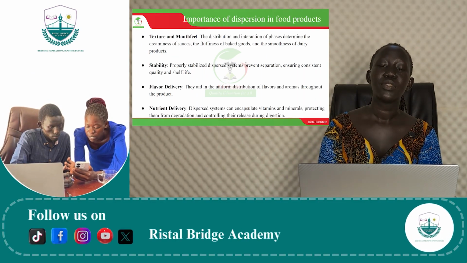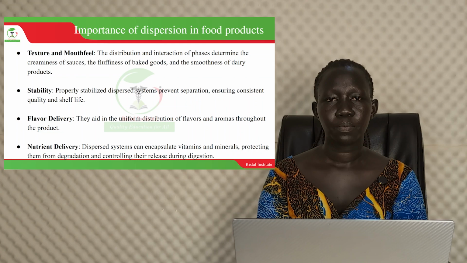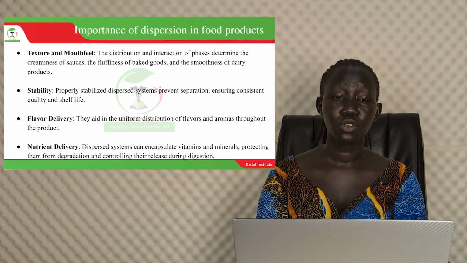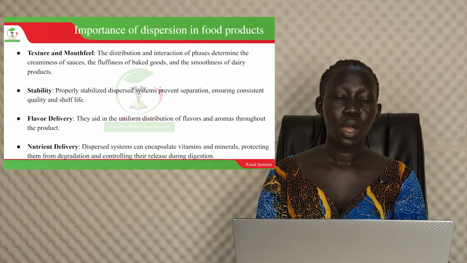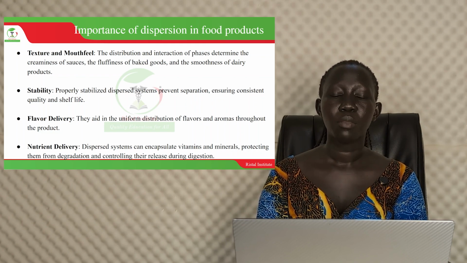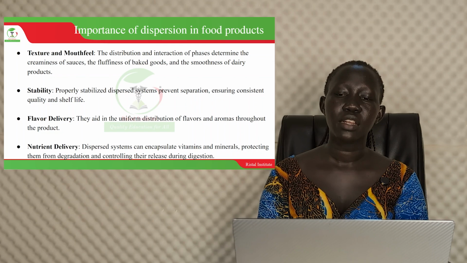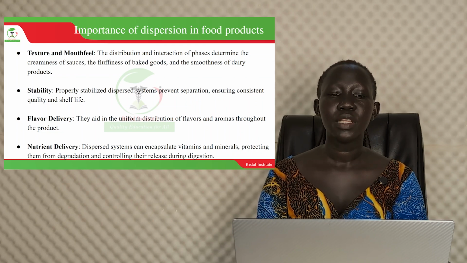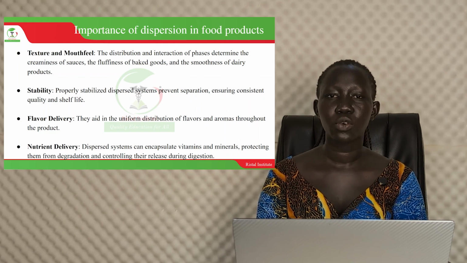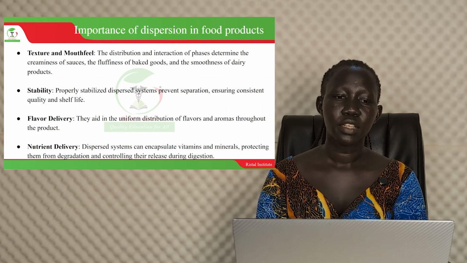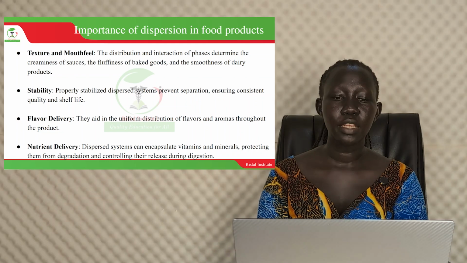So what is the importance of dispersion in food products? Dispersion is also very crucial as aggregation. One, it helps in texture and mouthfeel. The distribution and the interaction of phases determines the creaminess of sauces, the fluffiness of baked goods, and also the smoothness of dairy products. Stability.